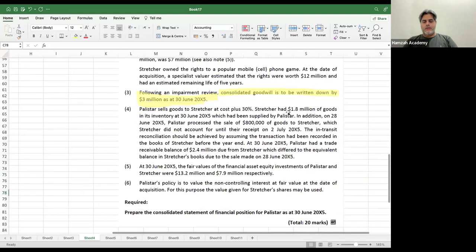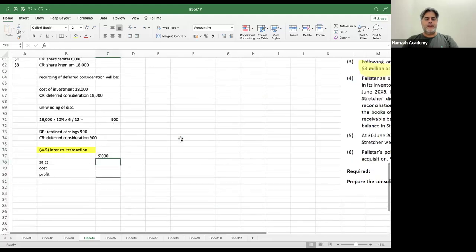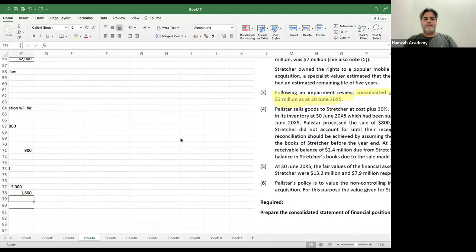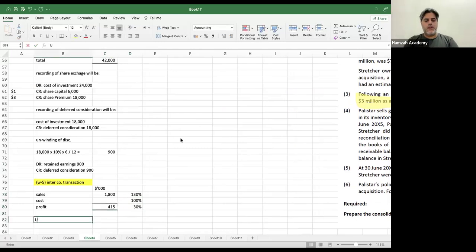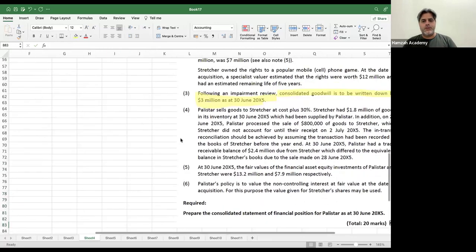Now, Pelister sold goods at cost plus 30%, and Stretcher had 1.8 million in inventory, which had been supplied by Pelister. So 1.8 million is the sales value over here, and 30% is the markup. So the amount of the profit is going to be 415 over here. So unrealized profit is 415, right? With this, straight away just do the adjustment over here.